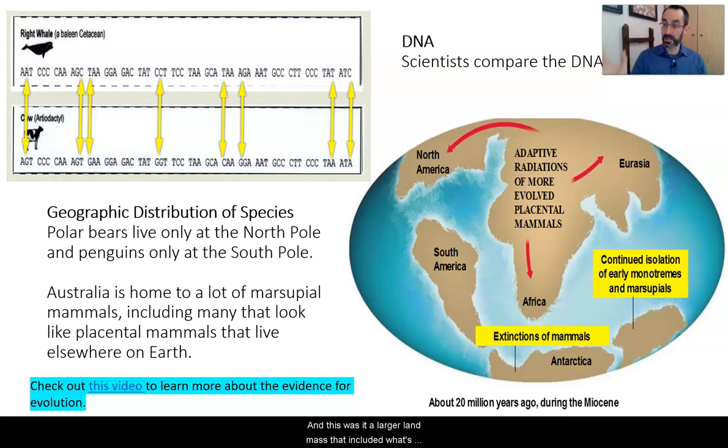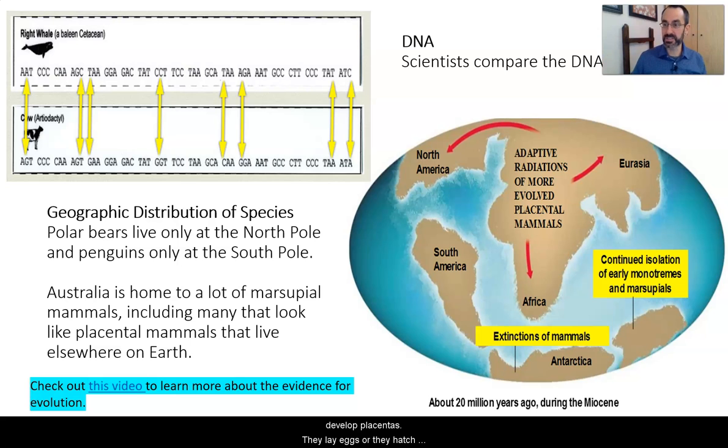And this was in a larger landmass that included what's now Africa, North America, and Eurasia. One population developed the placenta, and those closely related species with placentas basically spread all over these continents. Whereas the continent that would become Australia was separated from the big continents of North America, Africa, Eurasia, South America, and so on. And so that had a group of mammals that did not develop placentas.